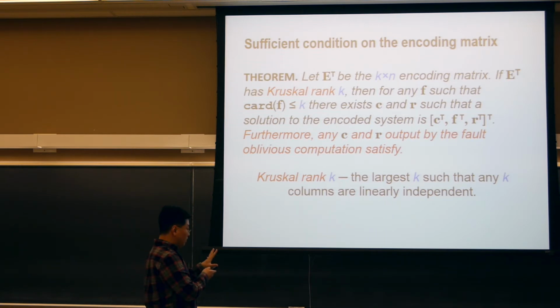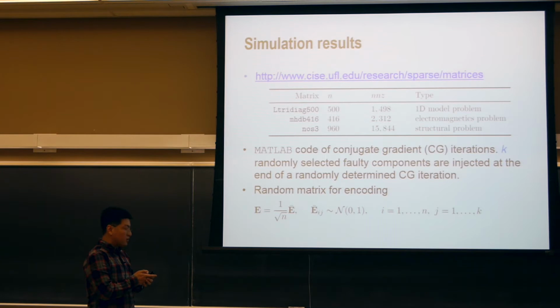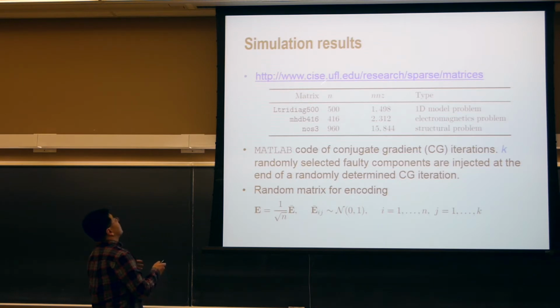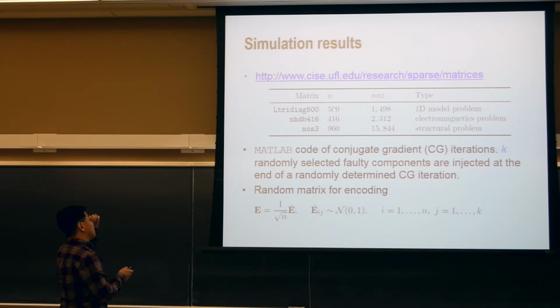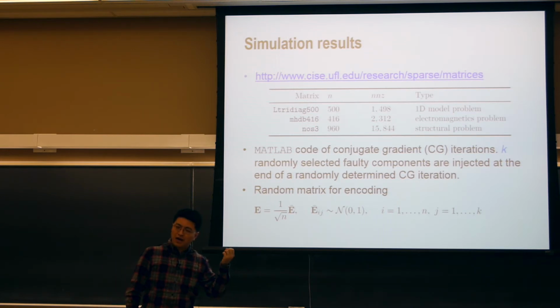I skipped the proof here, but let me talk about some simulation results of this scheme. We use 3 matrices. The first matrix is a synthetic problem, a 1D model problem, which is a tridiagonal Laplacian matrix. And these 2 matrices are from the UFL sparse matrix collection. And we implement the CG iteration using MATLAB.